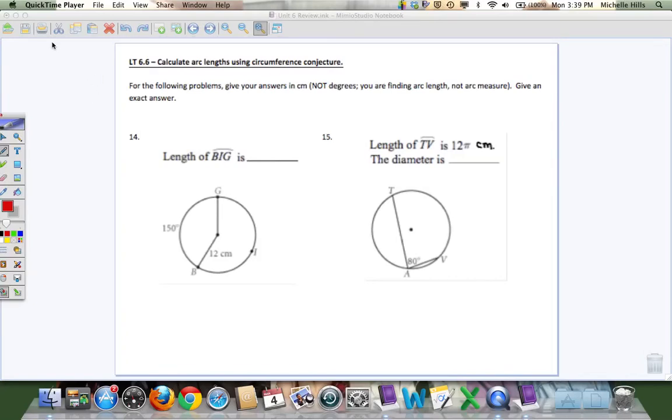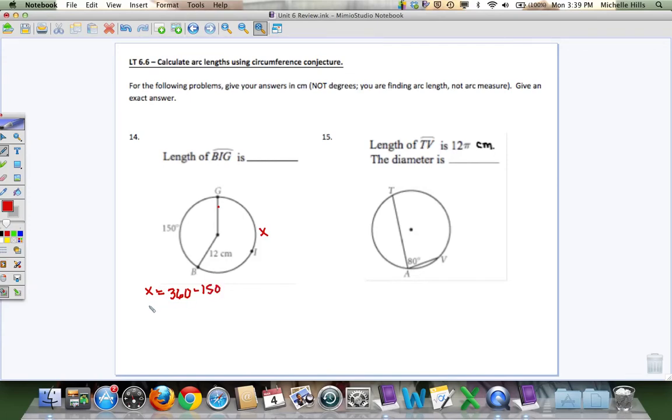There are a couple of ways to attack these arc length problems. They want to know the length of the arc that goes from B to I to G. So the first thing I want to do is label this measure x, not the length of it, but the degree measure, because I need to know the degrees of that arc. So it's 360 minus the 150 degree arc here, which makes this a 110 degree arc. Sorry, a 210 degree arc.